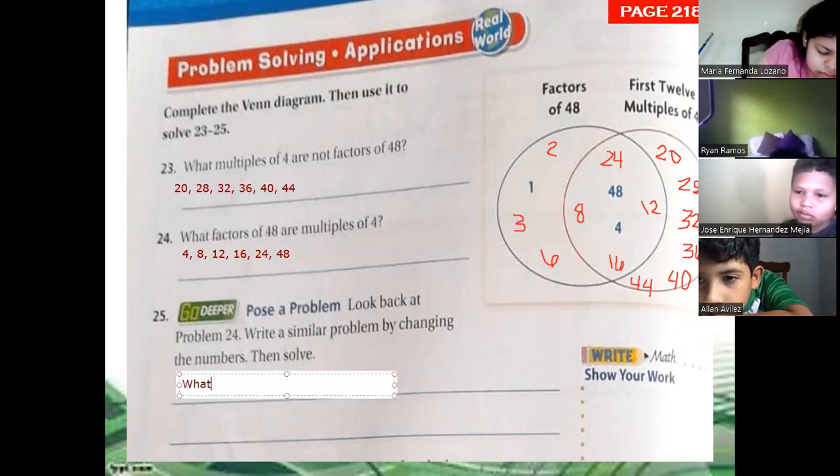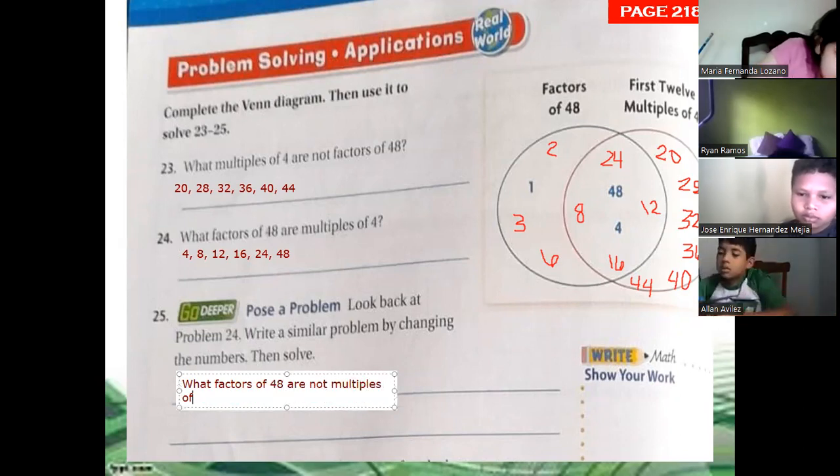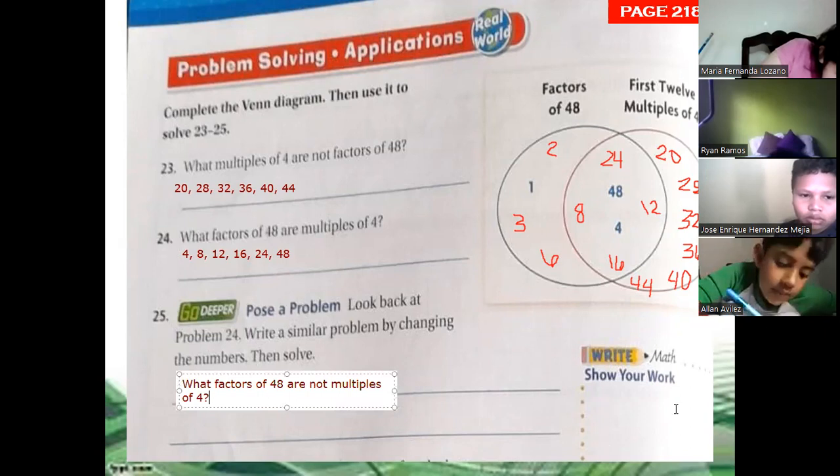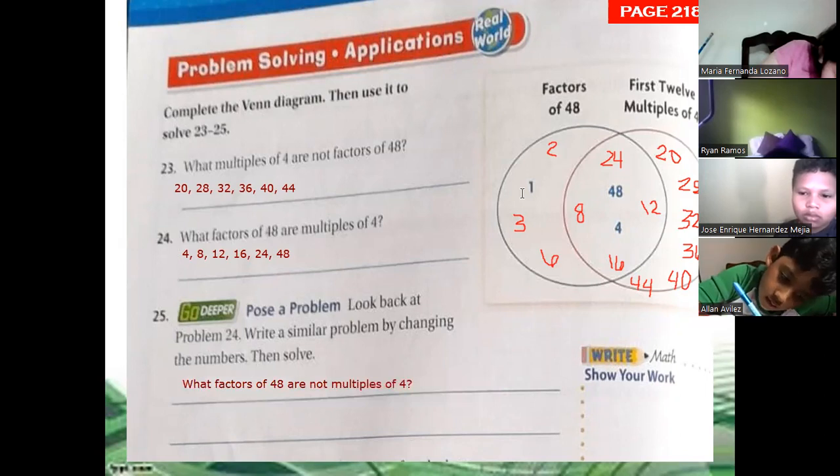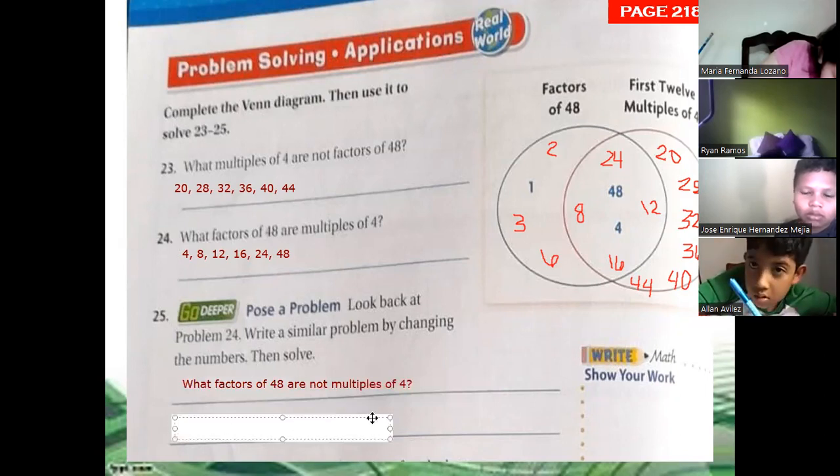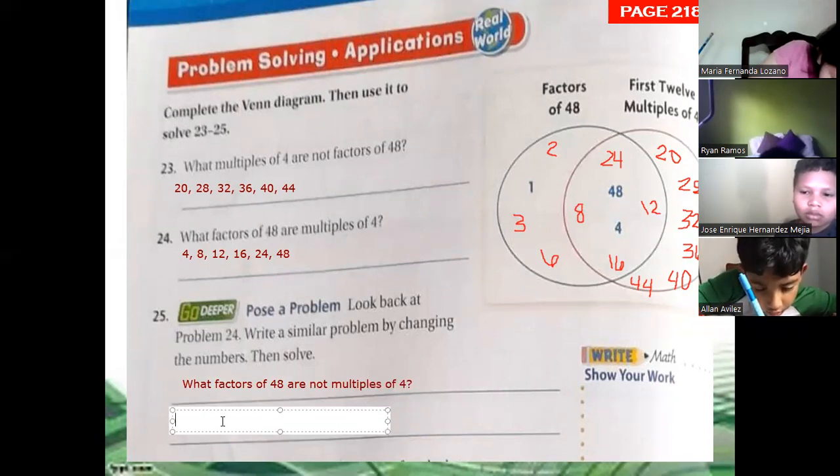It could be: what factors of 48 are not multiples of 4? Yes, miss. What factors of 48 are not multiples of 4? These ones are not multiples of 4. Oh, well, actually 1 is not. So the answer is 1, 2, 3, and 6.